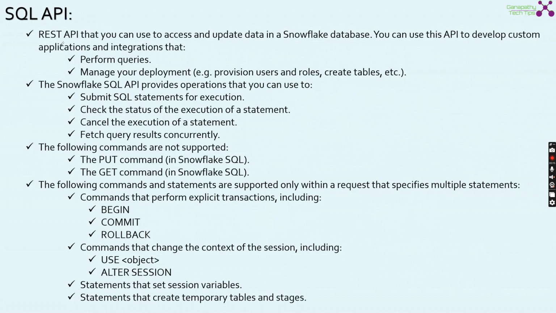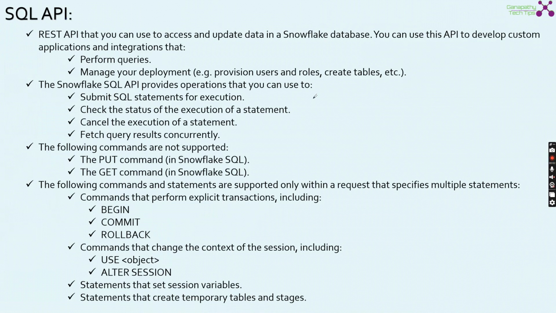So what is the SQL API? The SQL API is a REST API that will allow you to access and update the data in the Snowflake database. It's a simple thing. Say you have your data lying in Snowflake, you want to read the data, you want to write some data into Snowflake, you can utilize the Snowflake SQL API. You can use this API to develop custom applications and integrations that can perform queries, manage your deployment like provisioning of users and roles and creation of tables, etc. If you are aware of APIs, it's a simple API from Snowflake.